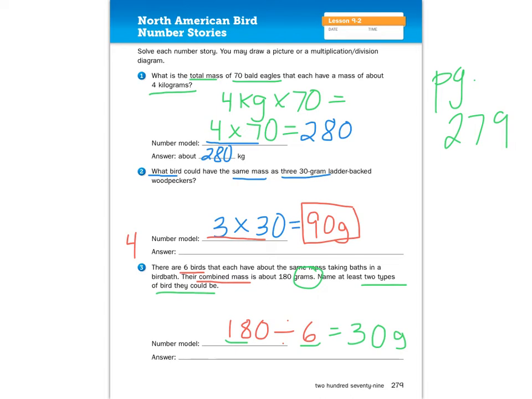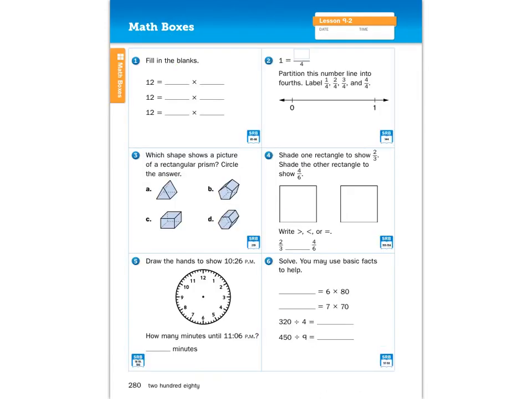And your possible answers down there, oh, there's lots of them. You could have 3 different types of birds down there. You have to name 2 types, okay? All right, go ahead and finish those, and then let's move on to the next page.